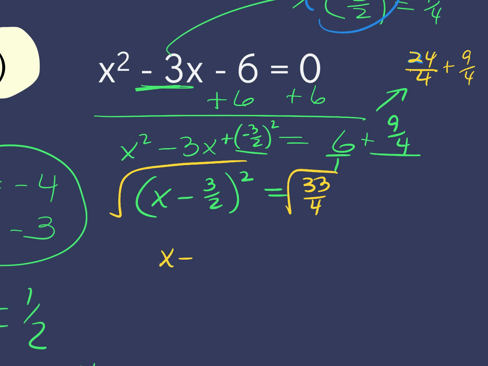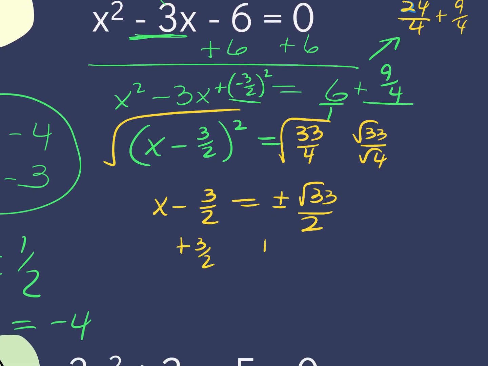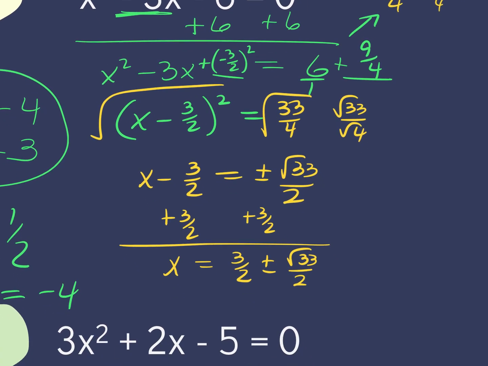x minus 3/2 comes out plus or minus, and again, you could take the square root of the 33 and the square root of the 4. So root 33 over 2. And then move the 3/2 over to isolate x. Now, you can leave it like that, or since it already has a common denominator, you can go ahead and put it as 3 plus or minus root 33 over 2 like that. Now, WebAssign is going to make you pull it apart.